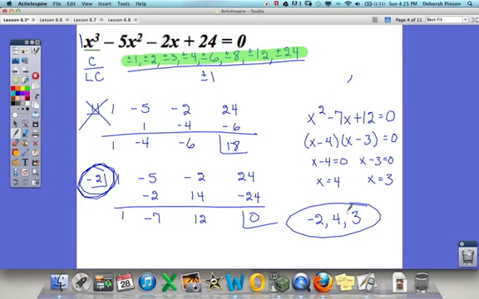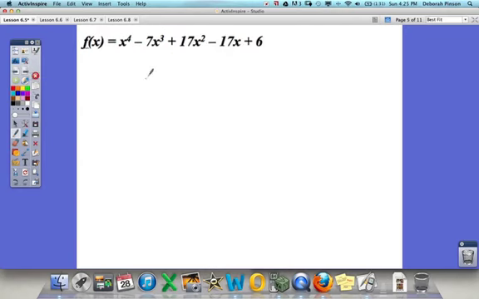Okay, now let's do one more of these. This time there's going to be 4 answers, okay? So factors of my constant over factors of my leading coefficient. Factors of 6 are 1, 2, 3, and 6. Factors of my leading coefficient are 1, which anything divided by 1 is itself. Okay, so that's nice of me. I didn't give y'all too many numbers here.